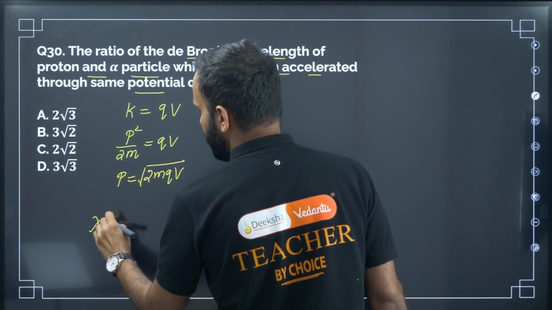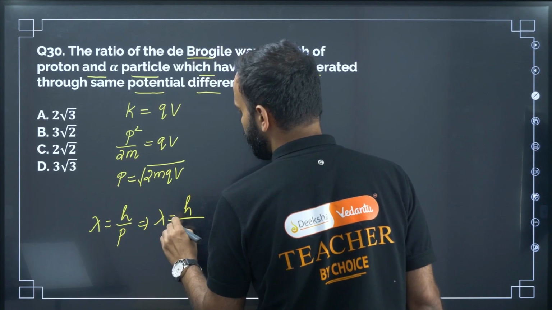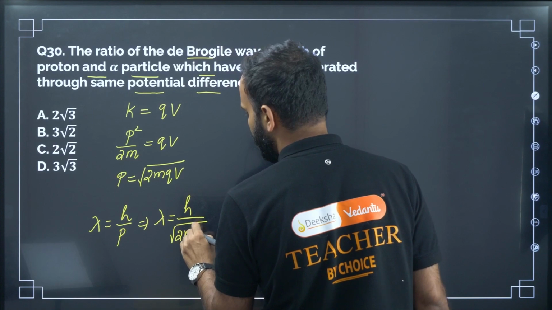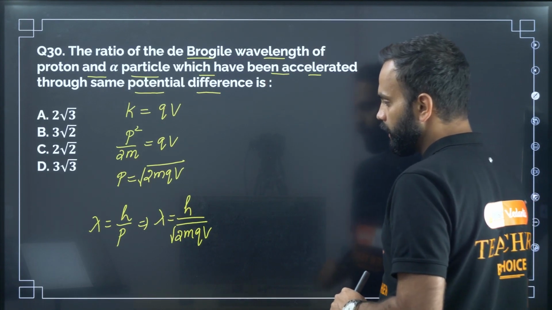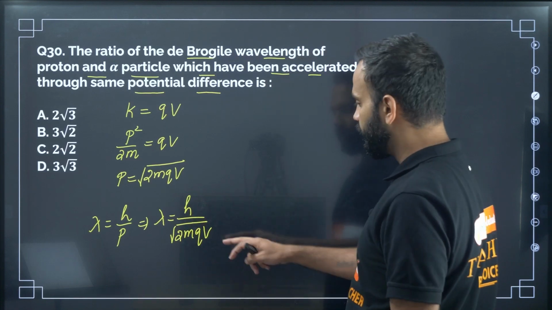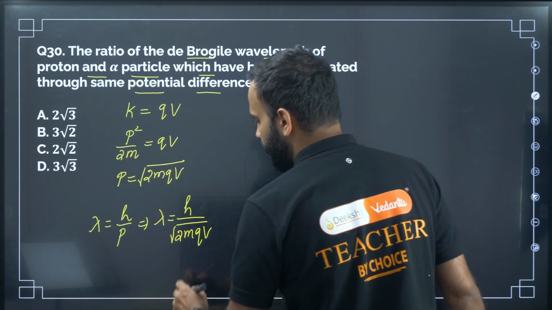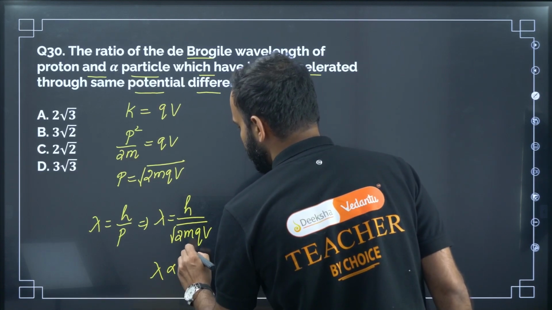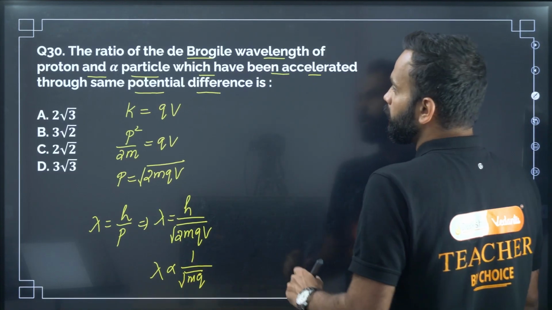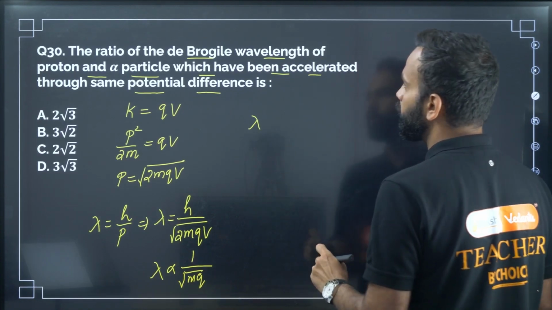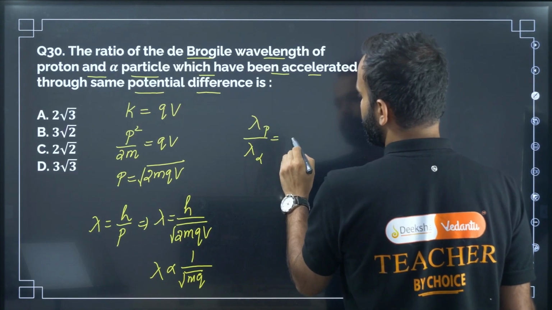And de Broglie wavelength lambda is equal to h divided by p. So lambda is equal to h divided by root of 2m qv. Okay. So here h is constant, right? And it is accelerated through the same potential difference, right? So v is also constant. So lambda is directly proportional to 1 divided by root of m into q. Okay.